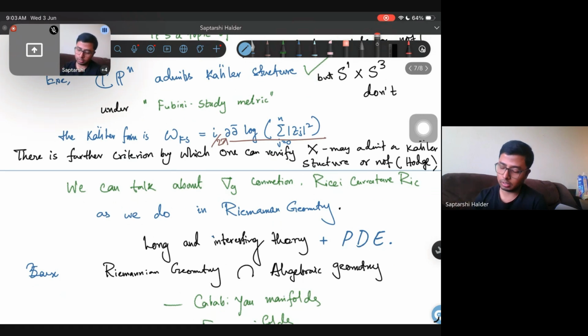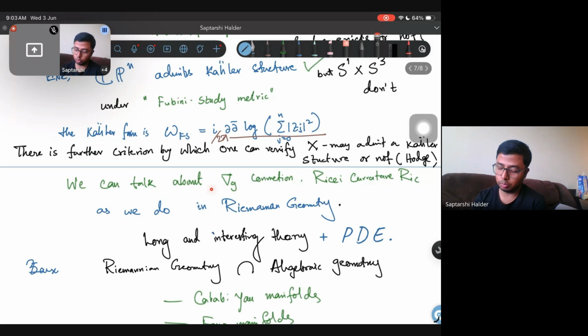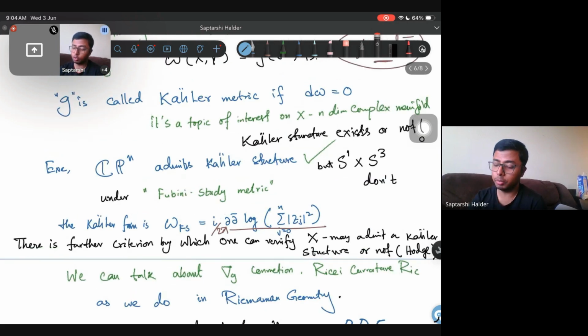After that, it's a long theory, because we will bring in partial differential equations, because of these del bar of these things. We want to know, so for the scalar metric, d omega must be equal to 0.